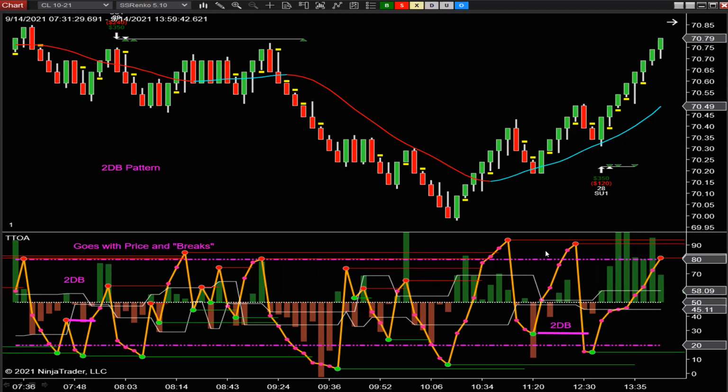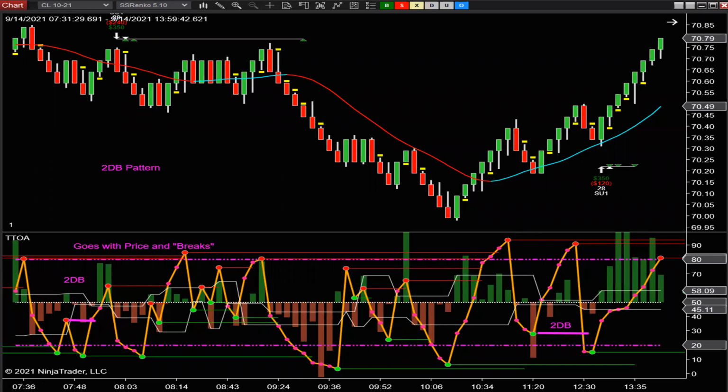But the other one that I have on here is the price is going up. Sometimes I'll call it A, B, C, D, or green, red, green. And the Trap Trader Oscillator is going with that. And then it breaks that right edge and hooks again. Hooks again. We call that pattern the 2DB pattern.